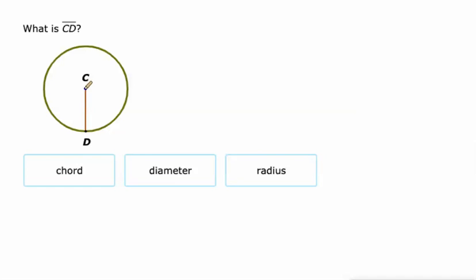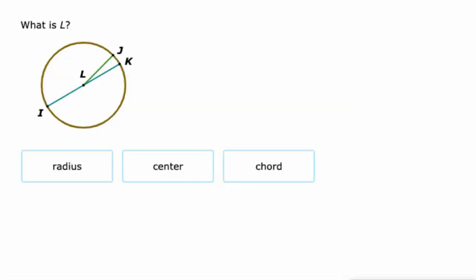And of course, if we start at the center and go out to the point that's half the diameter, we call that the radius. CD is the radius. All right, so let's do this one more time. Again, point L, that's the center of the circle.